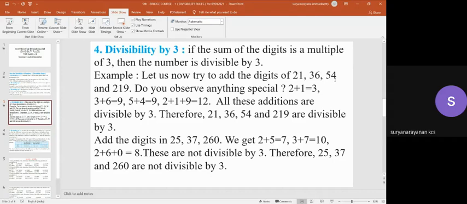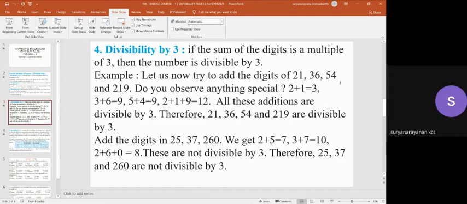Okay, my children, please remember this point. Divisible means after performing the long division, finally you get a remainder 0. Not divisible means we are not getting a remainder 0. Okay, my children, clear? Yes, sir.